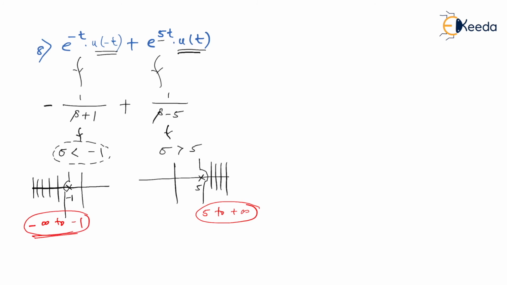Now please try to understand. If you try to take the intersection between the two ROCs, that is, let us assume this is R1 and this is R2, then you will find that there is absolutely no common area. In the first case, we are covering from minus infinity to minus 1. In the second, we are covering from positive 5 to positive infinity. There is absolutely no common area. If there is no common area, it means there is no common ROC. If there is no common ROC, it means the Laplace transform for the given function cannot be calculated. F of s does not exist for the given function if there is no common ROC. I hope you got my statement.